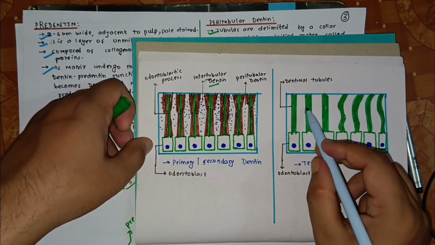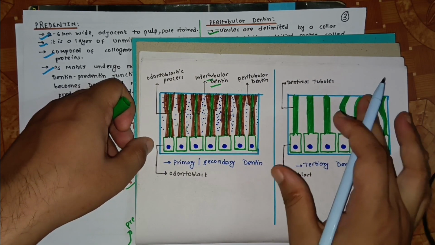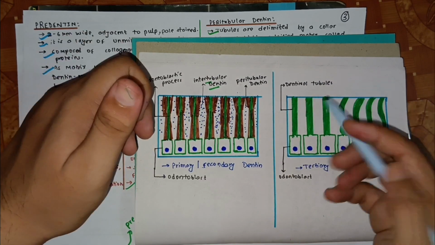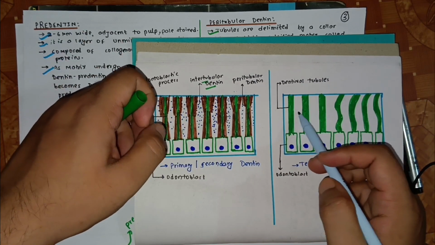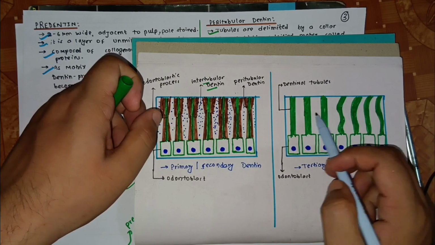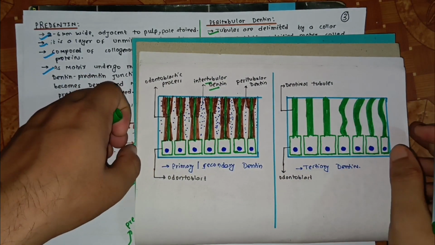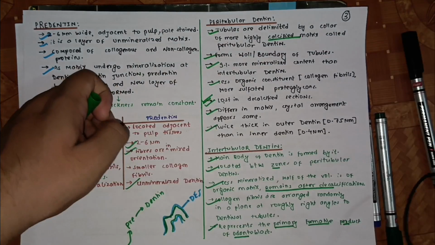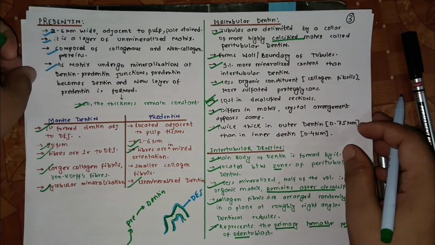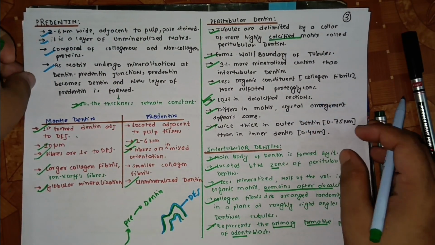Here the dentinal tubule lumen is wider, and a lot more space is present between them; it is sparse, with a random arrangement of the dentinal tubules. So we have covered the peritubular dentin and intertubular dentin.